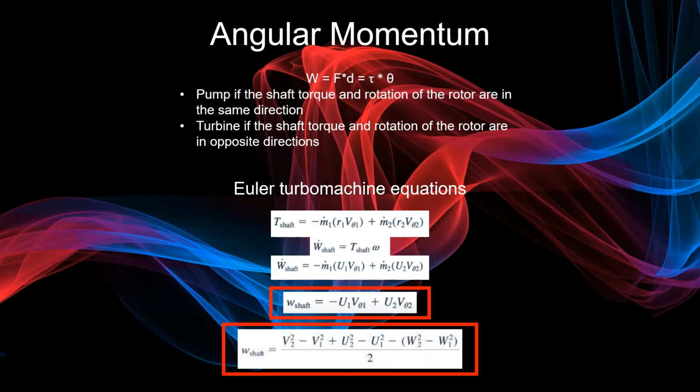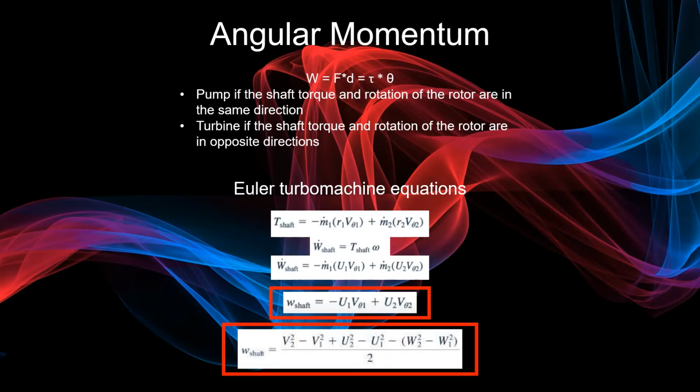Work is defined as a force times a distance, but it can also be considered torque times angular displacement. If the work is positive, meaning the shaft torque and rotation of the rotor are in the same direction, it is a pump. If the shaft torque and rotation of the rotor are in opposite directions, meaning work is negative, it is a turbine. At the bottom of this slide is what is commonly referred to as the Euler turbo machine equations.